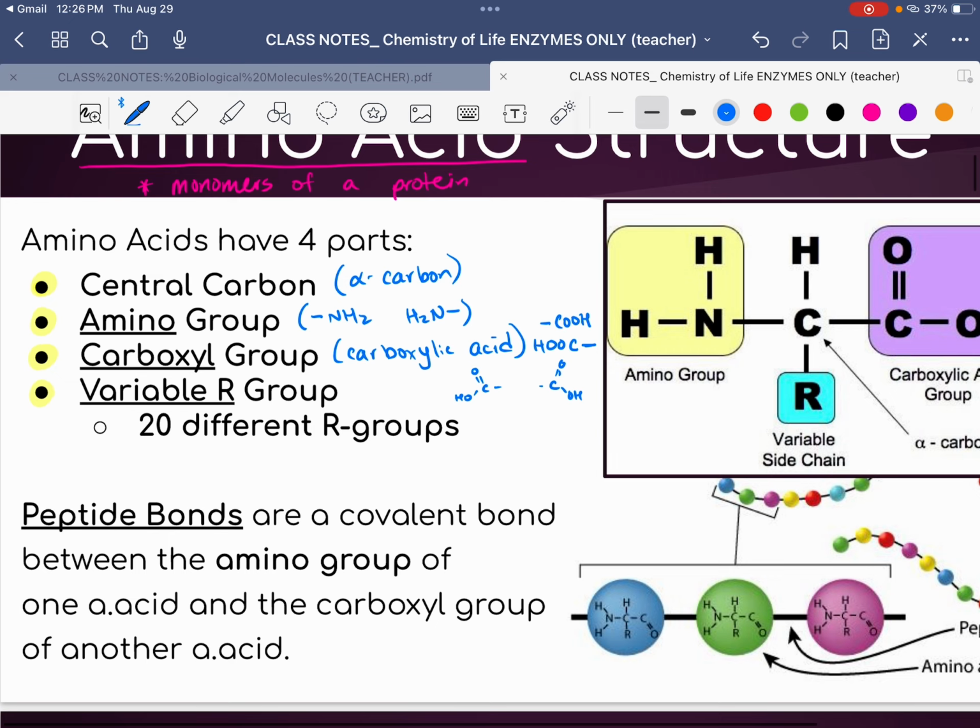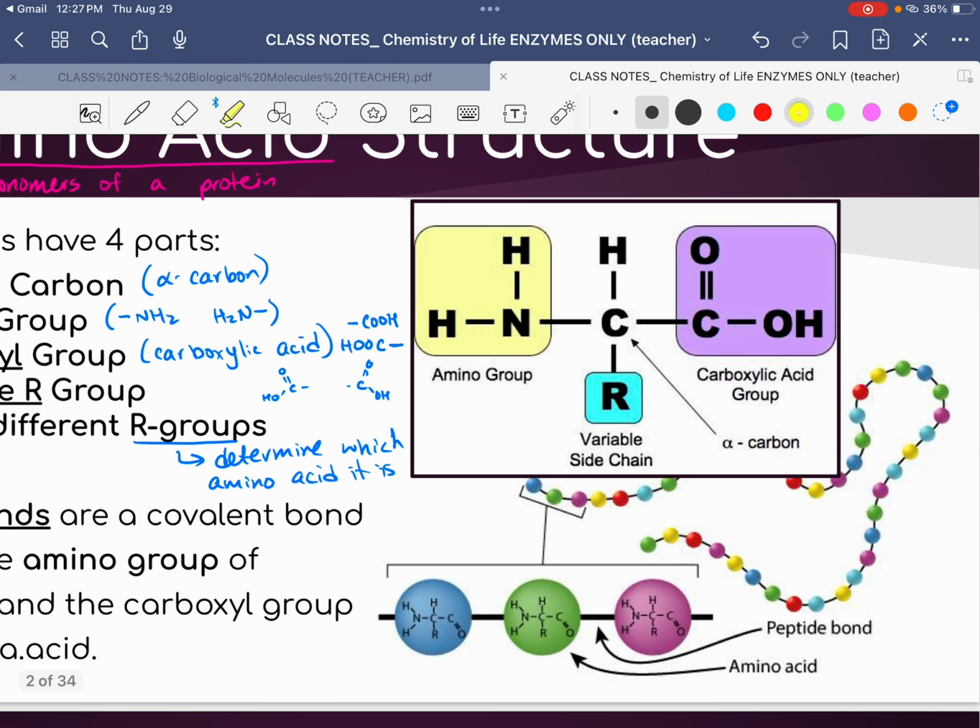And then we've got something called a variable R group, and this is a side chain, and we'll talk more about that. But there are 20 different kinds of them, and the R groups determine which amino acid it is. Okay, so these determine the amino acid.